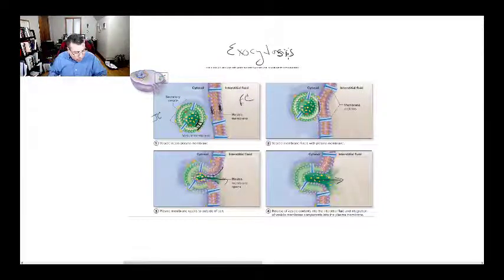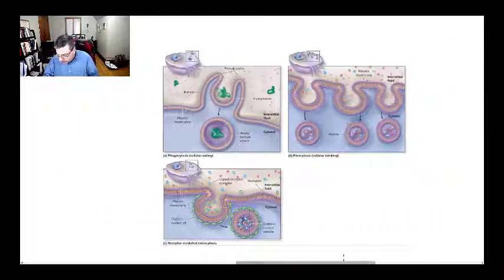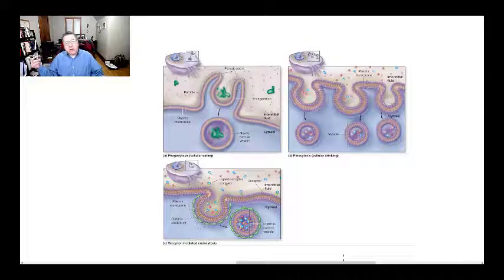The opposite of that will be endocytosis. And endocytosis is going to be this one. Endocytosis is movement of something from the outside into the cell. So this is endocytosis.